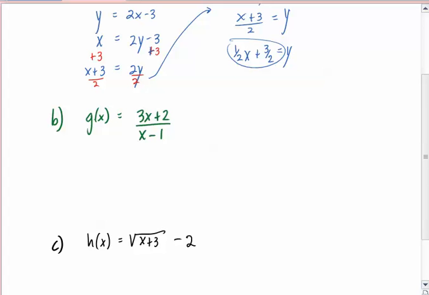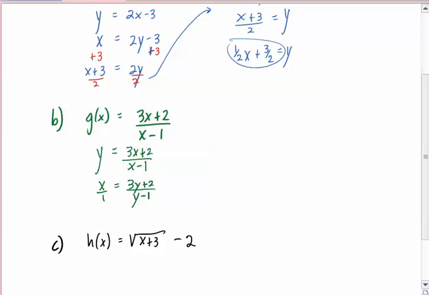We're going to take out the g of x and replace it with a y. Now this time we have x in 2 locations, but we still need to switch. So we're going to switch and cause that to be x equals 3y plus 2 over y minus 1. Now we need to get y alone, and at this point y is both in the numerator and the denominator. I'm going to need a fraction on both sides. I want to make my x into a fraction.